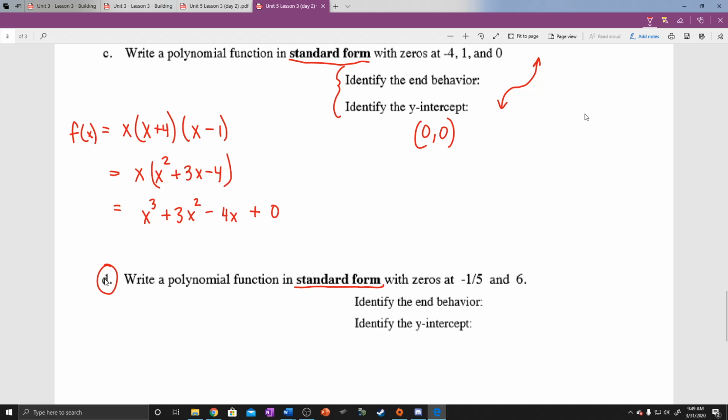All right, and I'll leave you guys to do D as a challenge problem, which you can do optionally for some extra points.